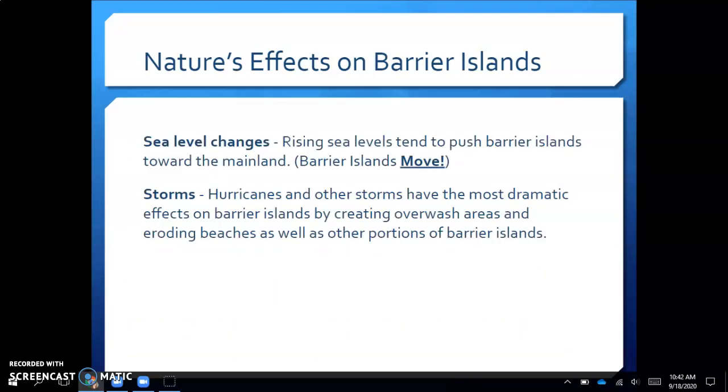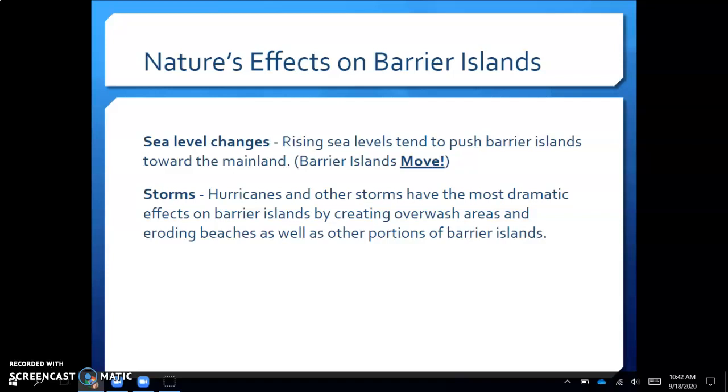Sea level changes. So rising sea levels tend to push barrier islands toward the mainland. And just as a reminder, barrier islands do move. They are constantly moving and being reshaped by nature. Also, some of this is caused by human interaction. So as we contribute to global warming, we will get rising sea levels and we will directly drive the movement of these barrier islands. And also storms.